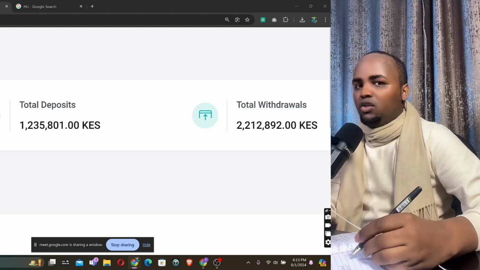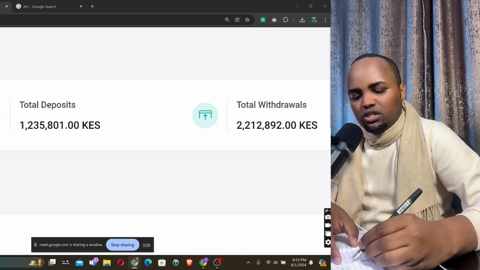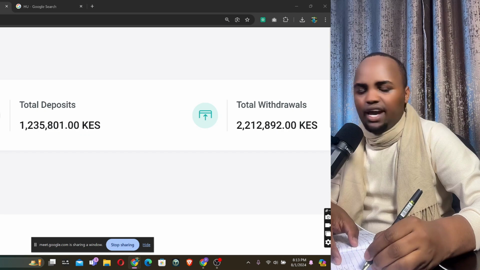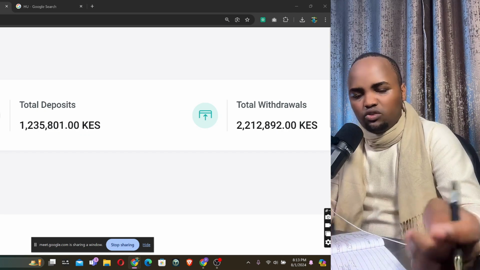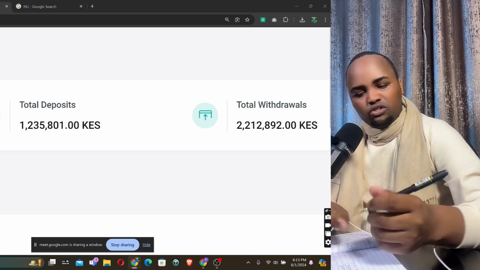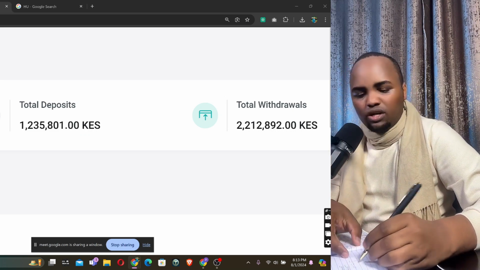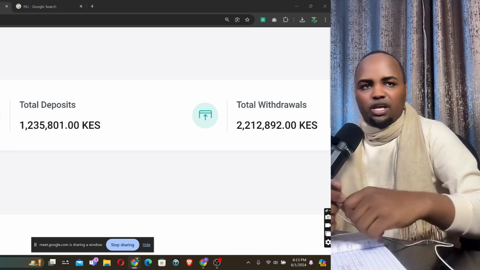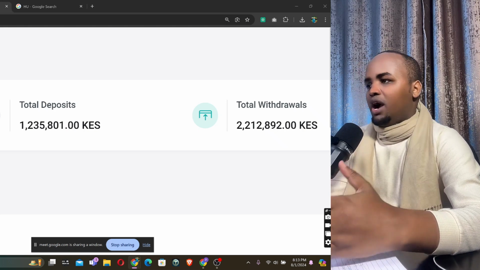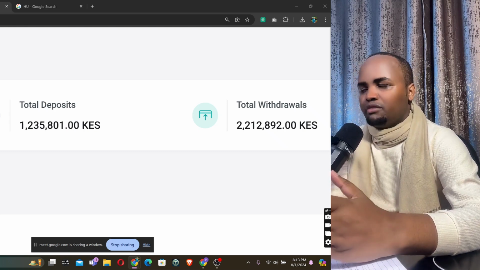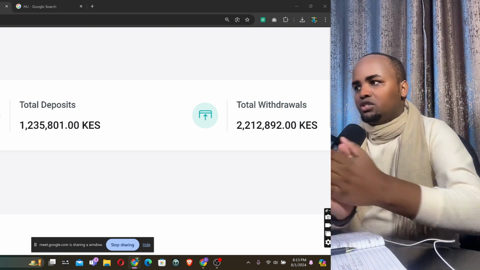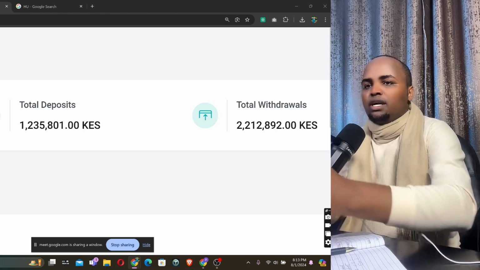For example, you can see around this area we have 2.21289, that is like 2.2 million. If I look at the deposit that I've made to this account, it totals around 1.2 something, or something like that. So is this account profitable? Have I been able to make money in the forex market in this account? You can say definitely yes. Why? Because the total withdrawals is more than the deposit.